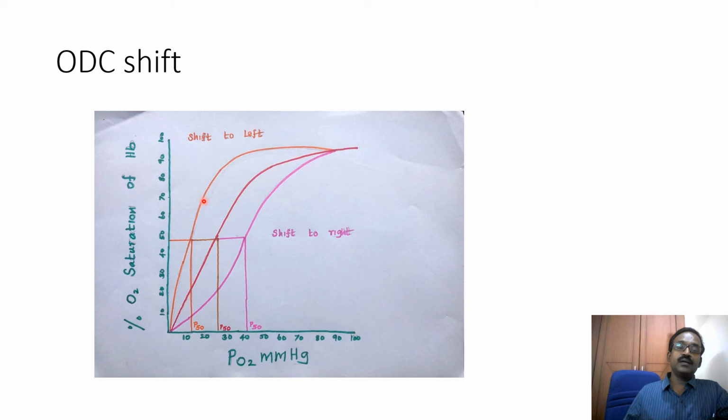The saffron color is the shift to the left. It occurs when the 2,3 diphosphoglycerate level decreases, when the temperature decreases, when the pH increases, and with fetal hemoglobin, myoglobin and carboxyhemoglobin. These shift the oxygen dissociation curve to the left side. There is more affinity of oxygen with hemoglobin, and hemoglobin does not easily release oxygen.